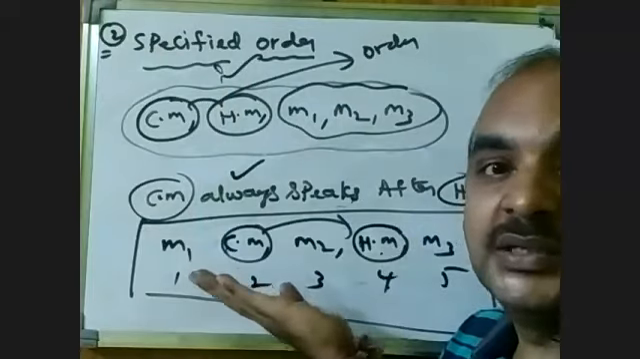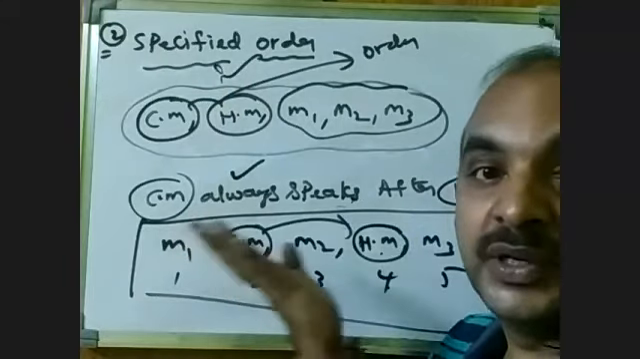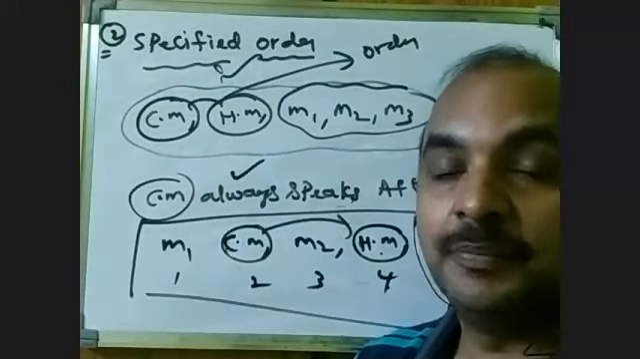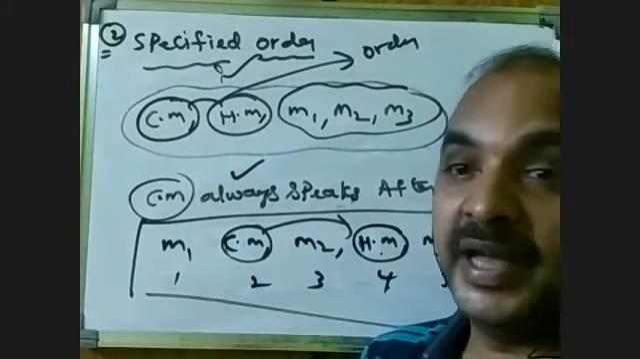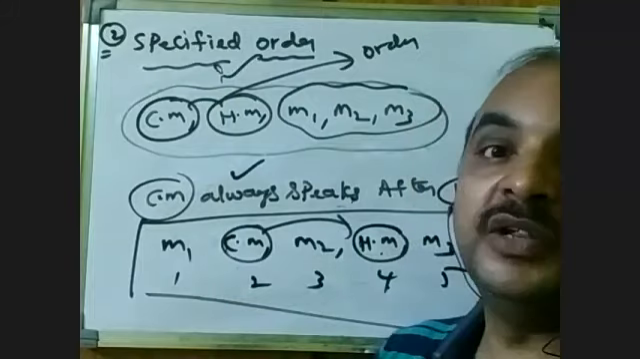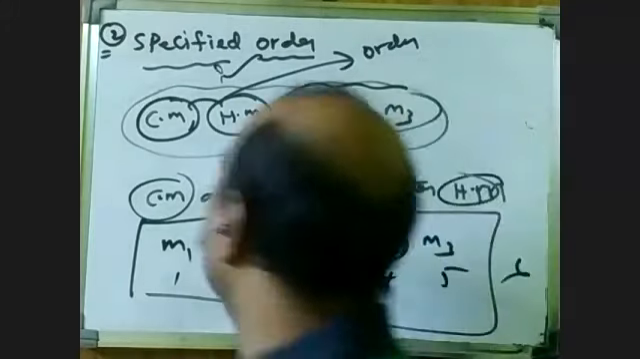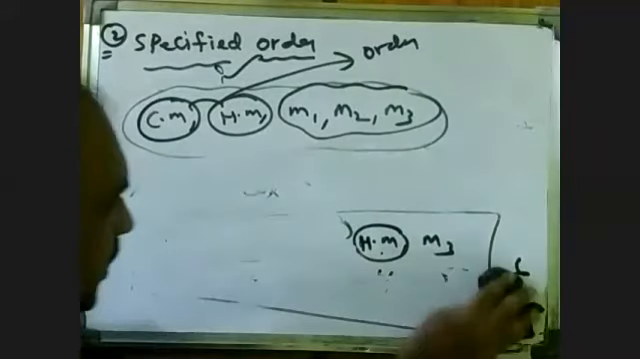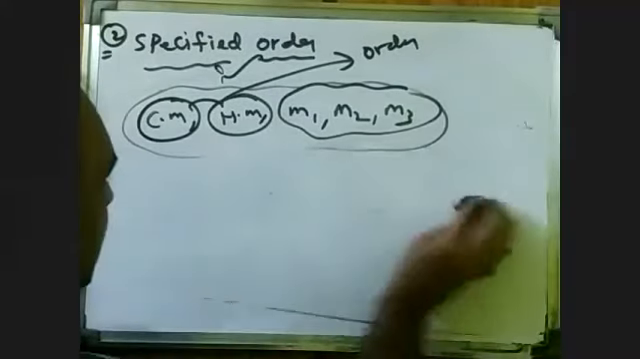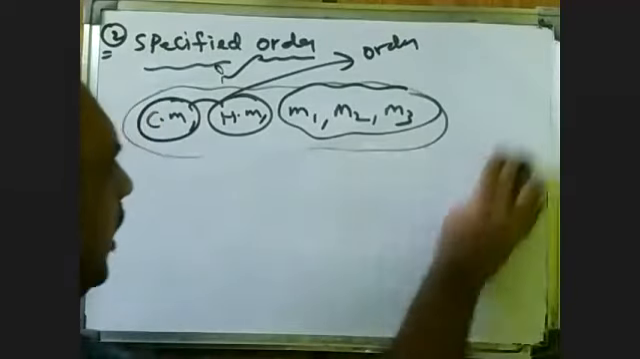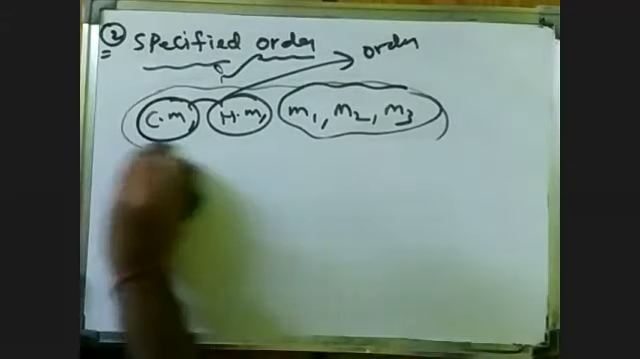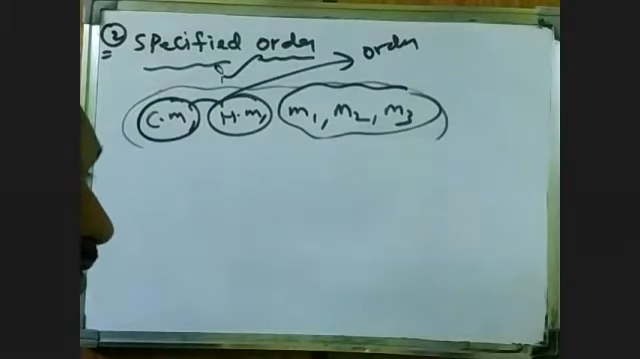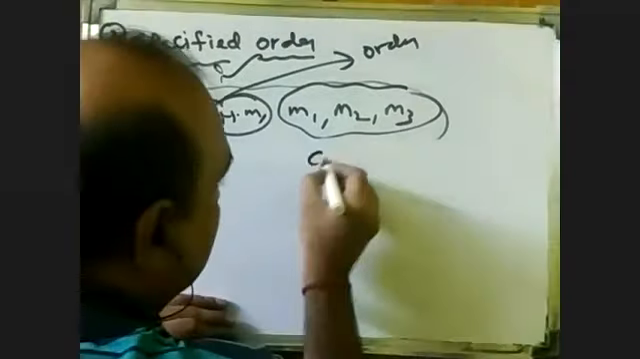Like this arrangement, how many arrangements can we make? That is what we have to know now. Let us see the proof. Let us see how many ways we can do this type of arrangement. It's very simple. Now, how can we arrange? There are CM, Home Minister, and three cabinet ministers. I want to arrange in such a way that CM always speaks after Home Minister.